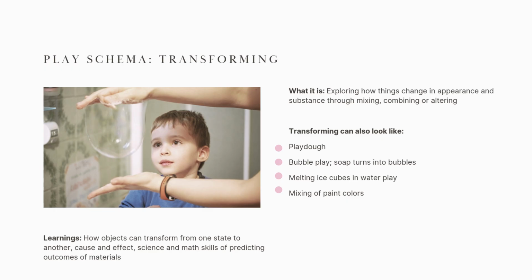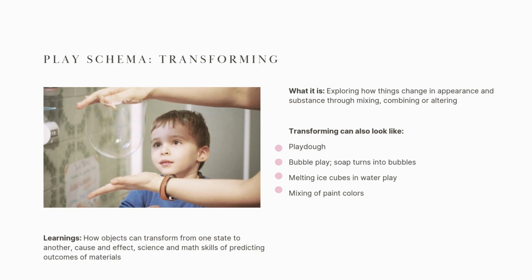Bubble play is also an example. They're learning how soap turns into bubbles, and once it pops, it's also a liquid. And melting ice cubes in water play, they are exploring how ice is solid and then it is in liquid form. And the mixing of paint colors is also a good example of transforming. And the concepts they are learning with this is how objects can transform from one state to another. They're also learning cause and effect. And they are learning science and math skills of predicting outcomes of materials.